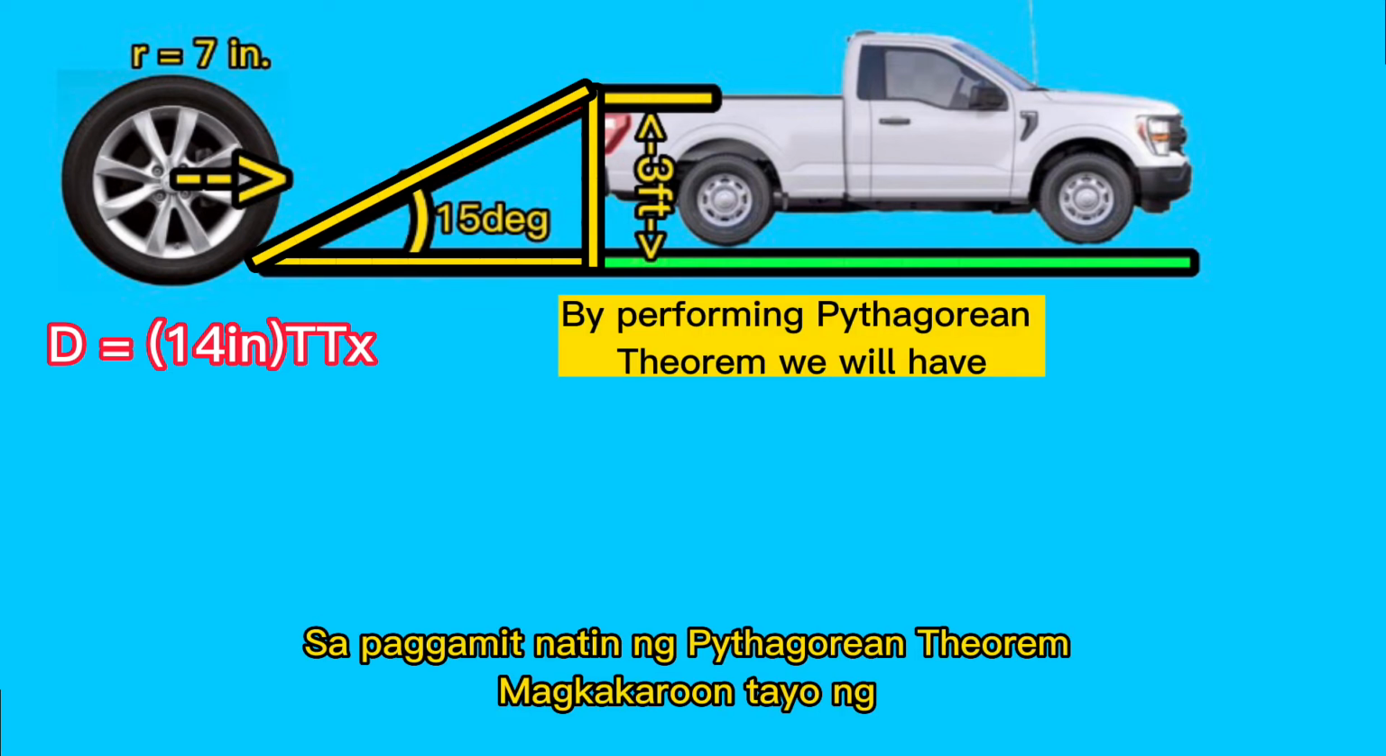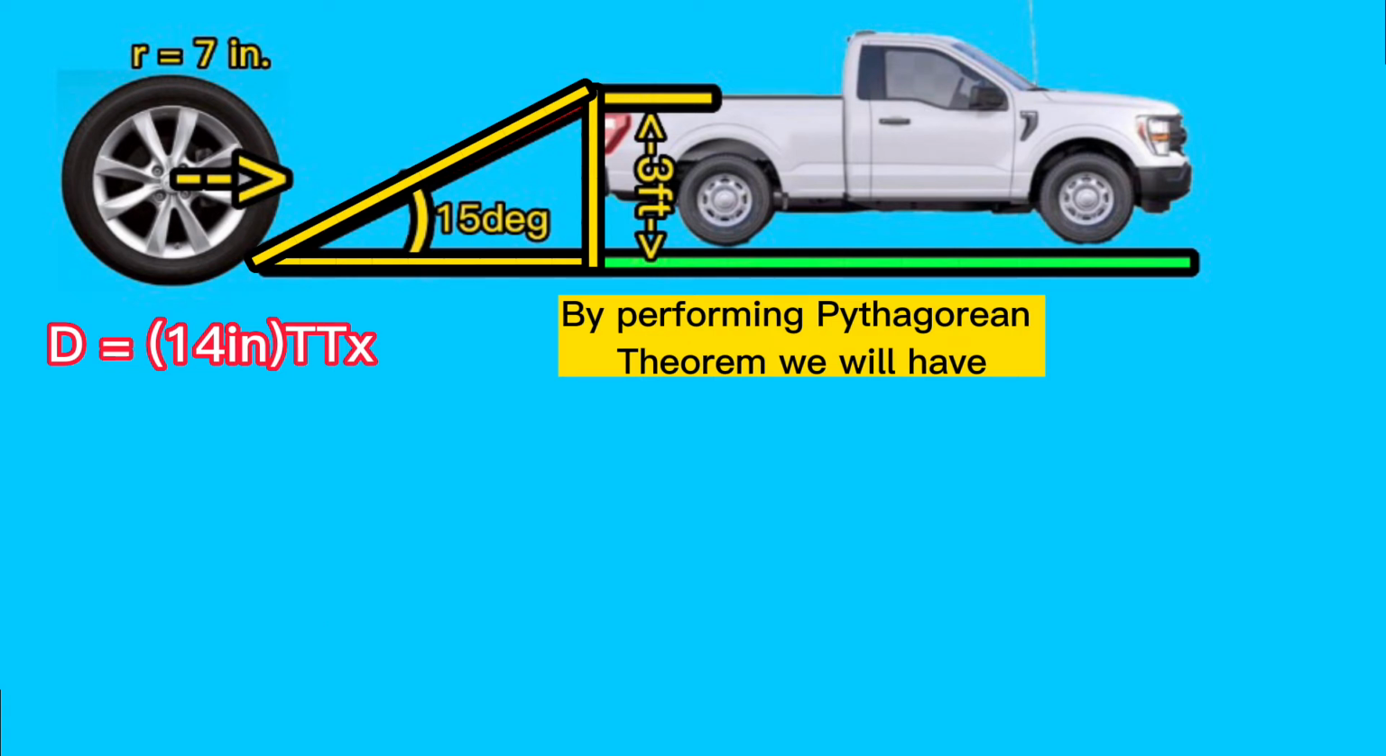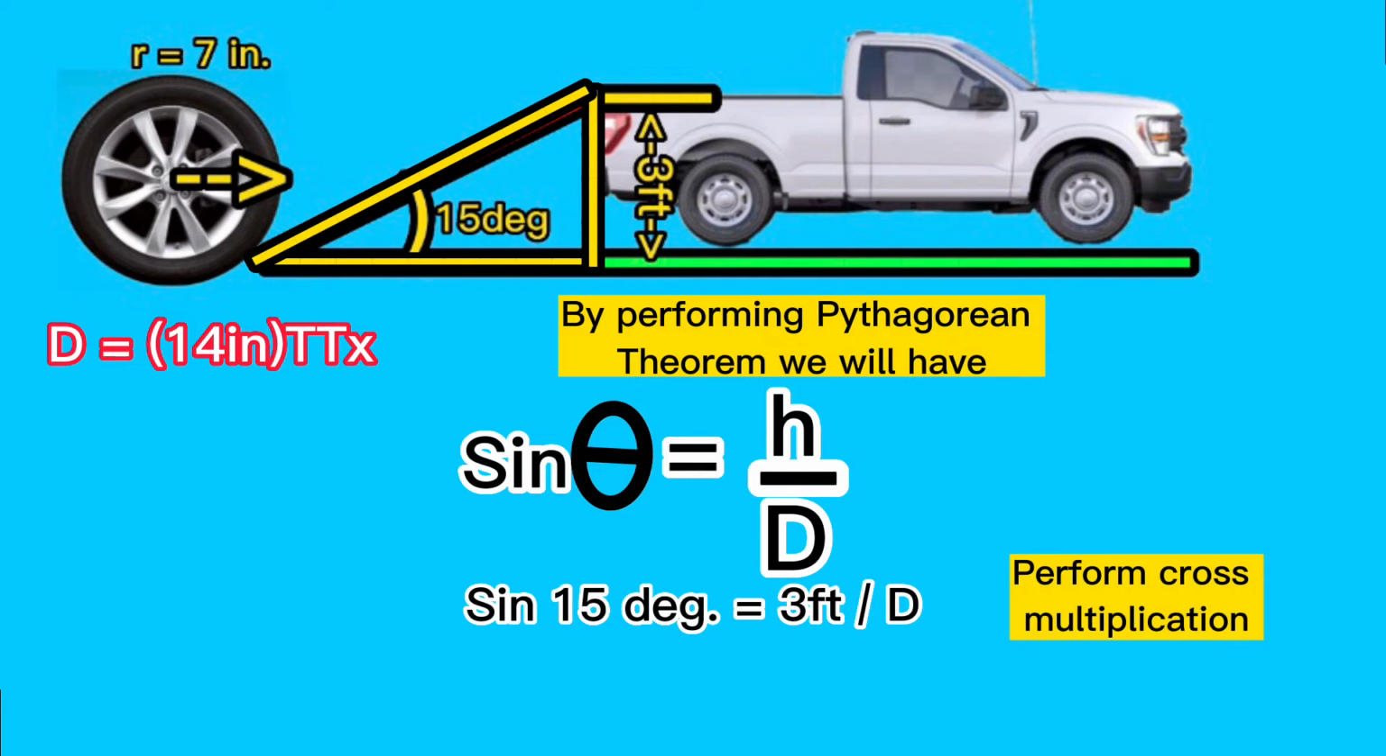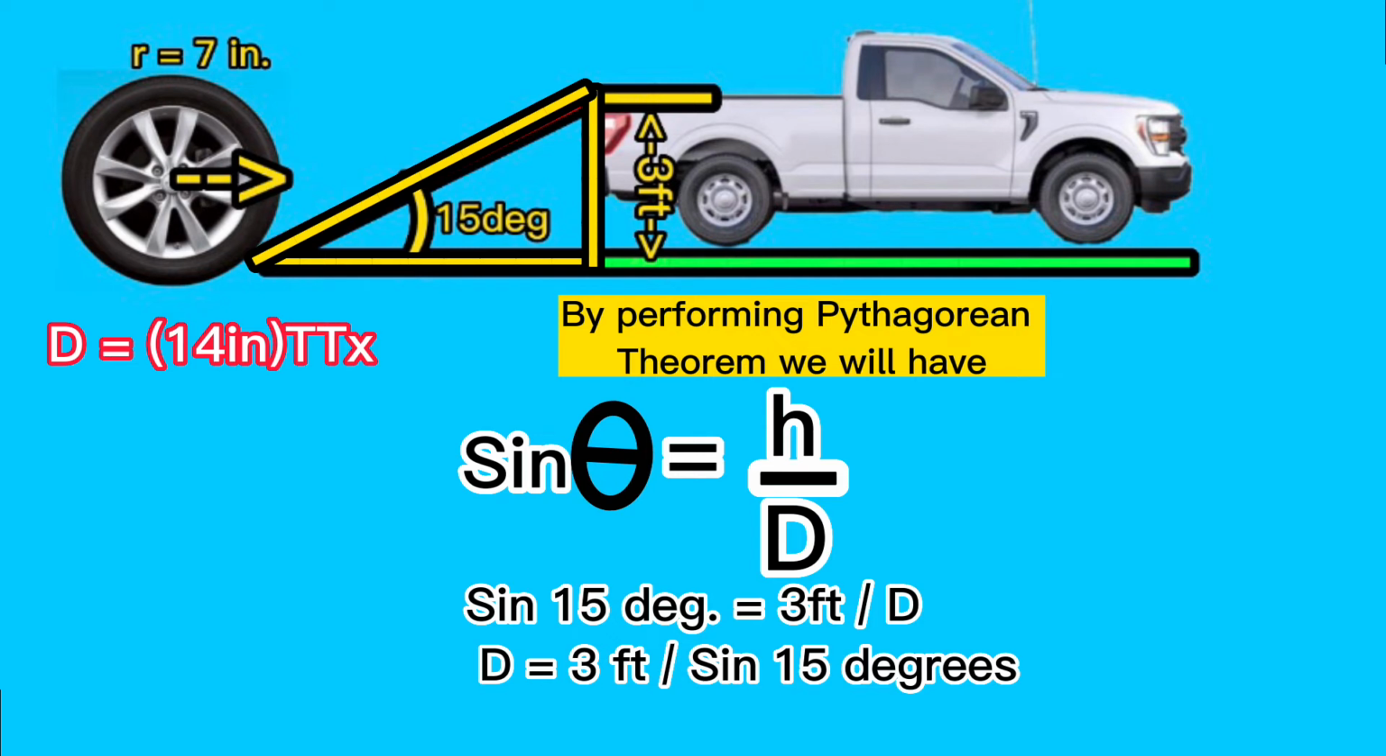By applying trigonometry, we will have sine theta equals opposite h divided by hypotenuse d. Sine 15 degrees equals 3 feet divided by the distance d. Perform cross multiplication. Distance d equals 3 feet divided by sine 15 degrees. Distance d equals 11.59 feet.